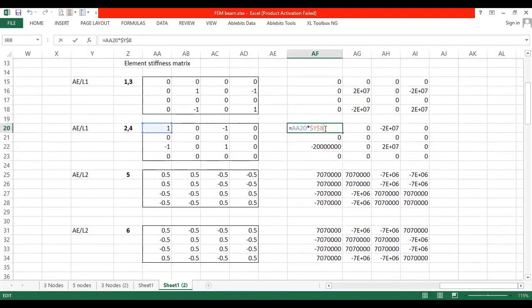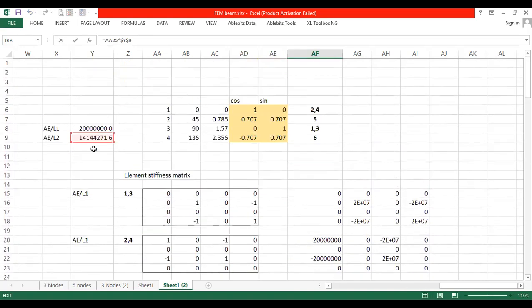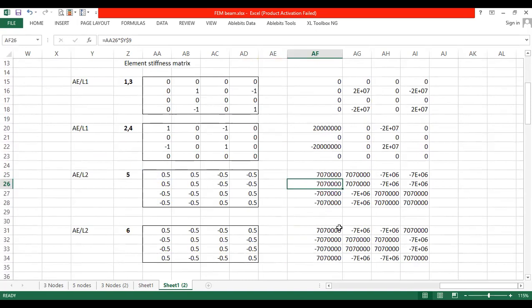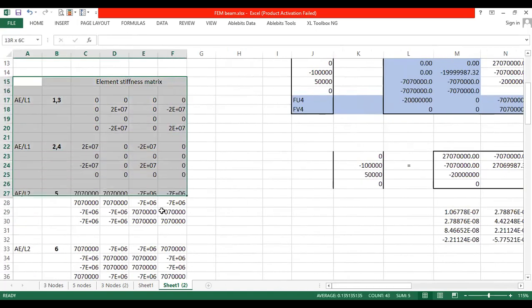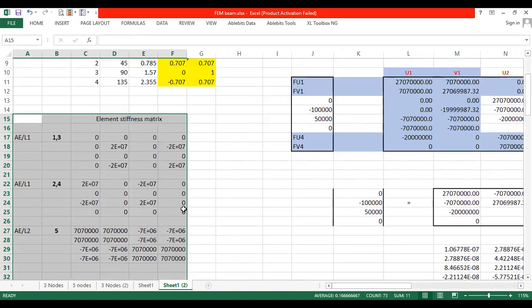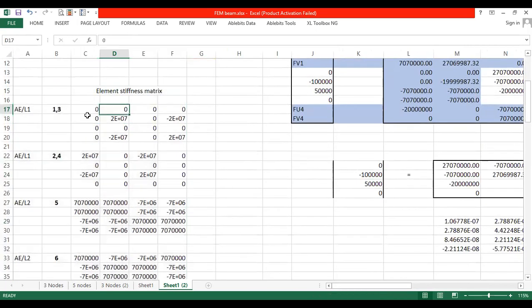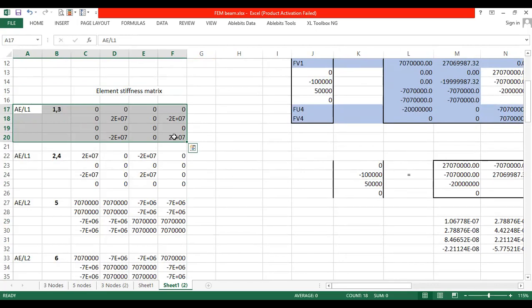I have calculated this for element 2, and this is for element 5, and it's AE over L2, same as for element 6, right? So I will put these things here, the element stiffness matrix. Now I have it, right? Now this is exactly a bar element which is angled and placed in the spatial coordinate system, and we define it with respect to the global displacement, right?